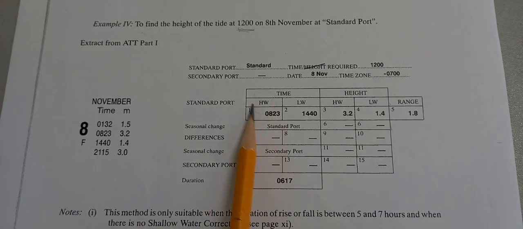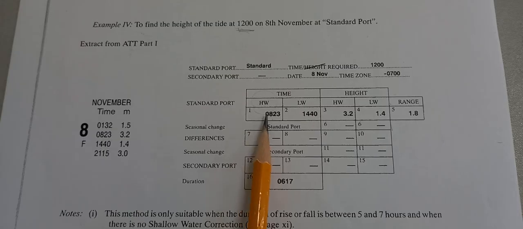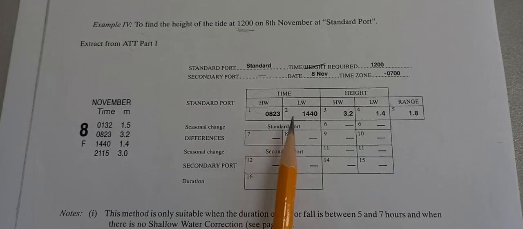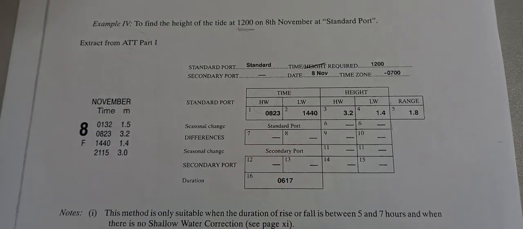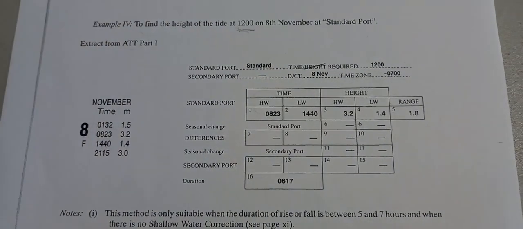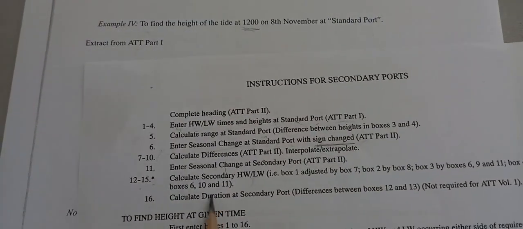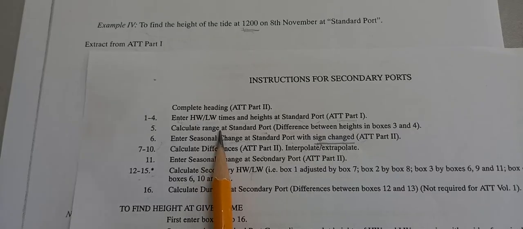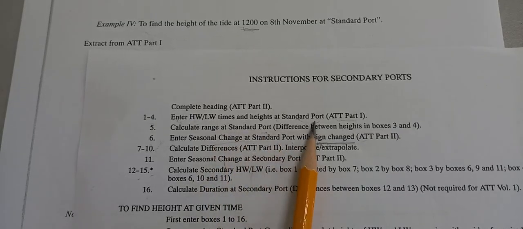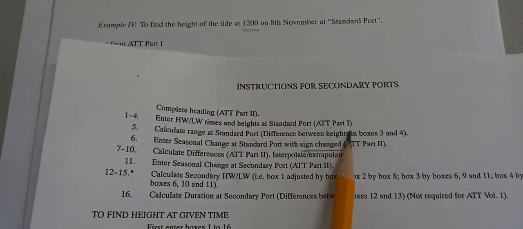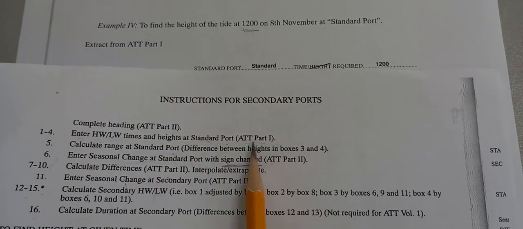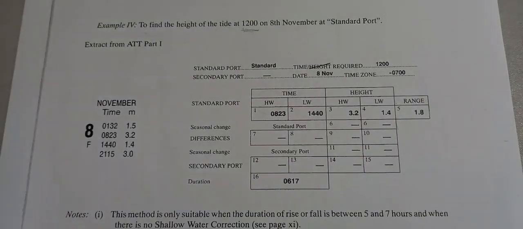So after we put the information in box number 1 and box number 2, that is the high and low water times and heights at Standard Port, okay, extracted in Part 1 of the Admiralty Tide Tables.